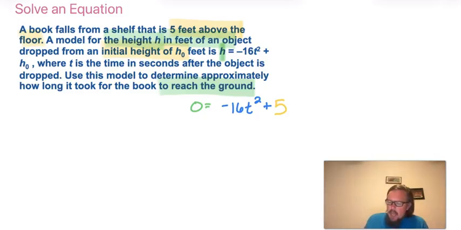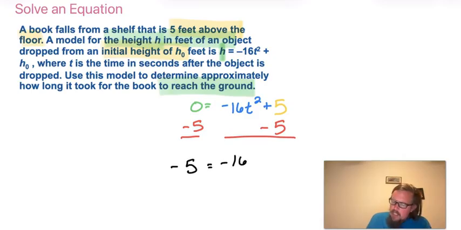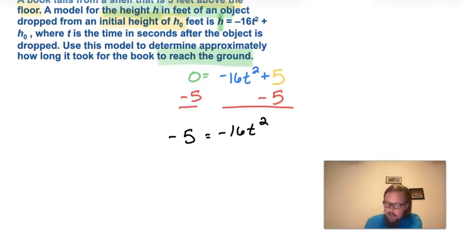So first thing we are going to do actually is subtract 5, believe it or not. I know it already equals 0, and it looks like maybe we could factor it, but because this only has t squared in it and not t, I'm going to try to get this t squared by itself. So let's go ahead and subtract 5 on both sides. Negative 5 equals negative 16 t squared. If this had a t squared and a t, we would have to factor it, but because it has only t squared, we can just work on getting the t by itself.